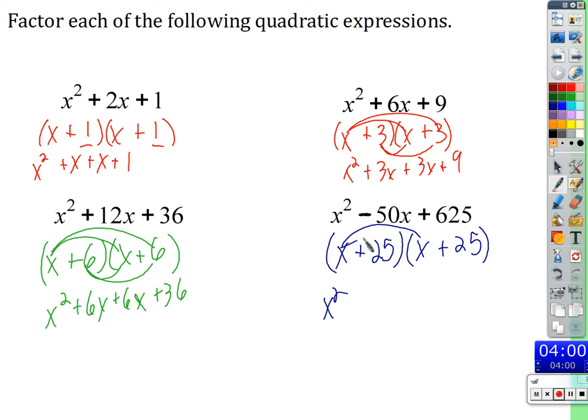Let's try it. x times x gives us x squared. x times 25 is 25x. 25 times x is 25x. 25 times 25 is 625. So we're almost right, except that since I've changed it, why is this wrong? It should be minus 50, so what can we change? x minus 25 and x minus 25. So we change the sign on each. What? Just one? Like this is plus? If you do just one, we'll get negative 625. We don't want that. We'll also get negative 25x and positive 25x, and they'll cancel each other out. So we'll change both.